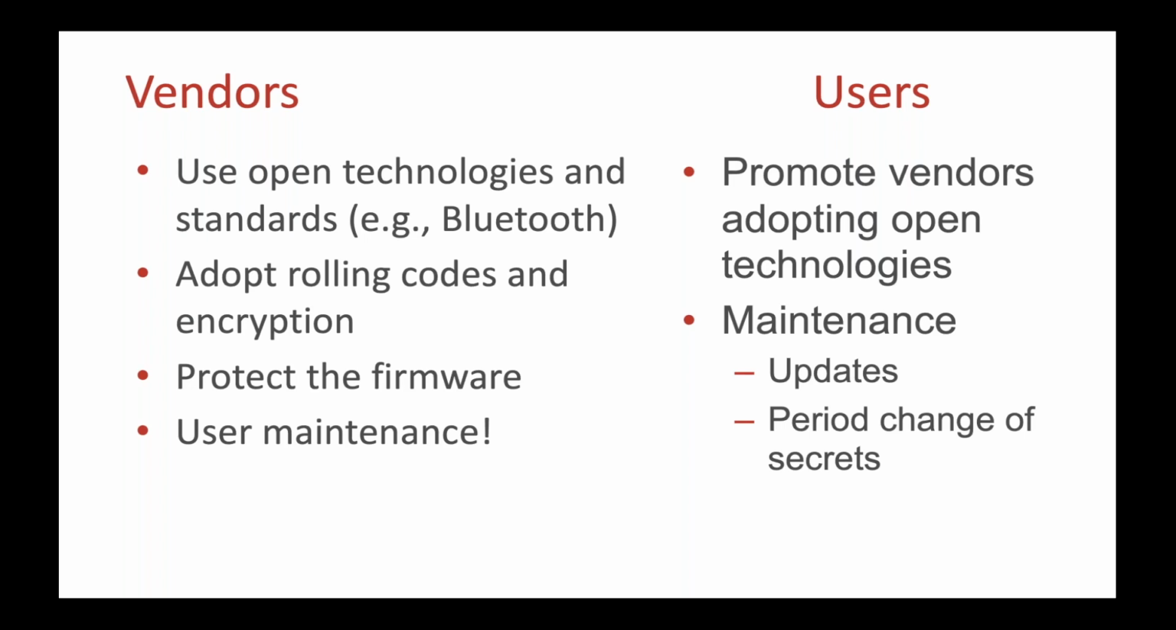From users, we need to promote vendors to adopting open technologies, and we need to do better maintenance and update periods, and periods of change of the secret pairing codes and pairing IDs. As an example, for Juuko, you could change it. The ID was just the hard set one that was there, but if you buy a new controller, you needed to pair it with the receiver. So they give you that USB tool to do this. Well, they sell it to you in their software suite. They sell it to you, but there are those options.